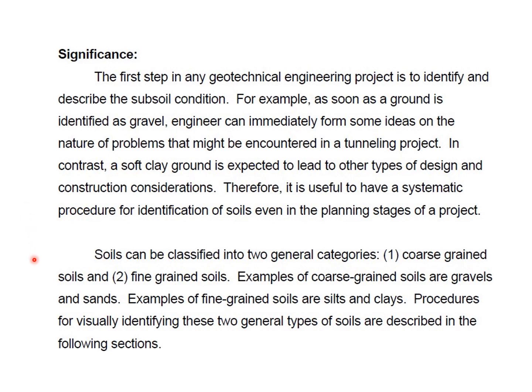Soils can be classified into two general categories. Number one, coarse-grained soils, and number two, fine-grained soils. Examples of coarse-grained soils are gravels and sands. Examples of fine-grained soils are silts and clays. Procedures for visual identification. These two general types of soils are described in the following section.